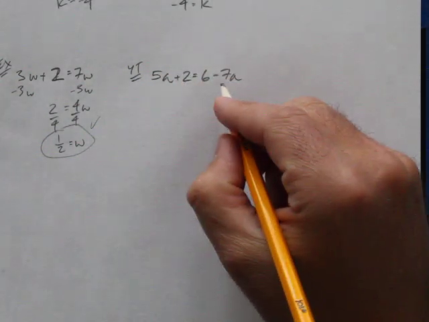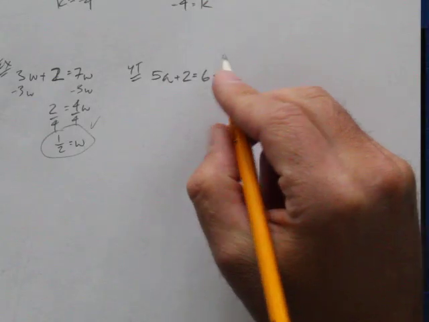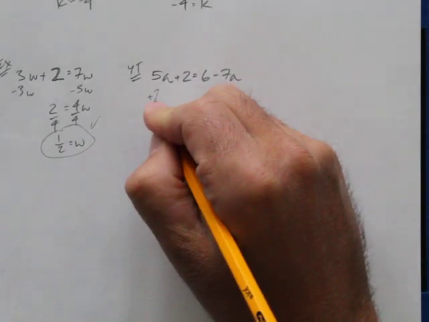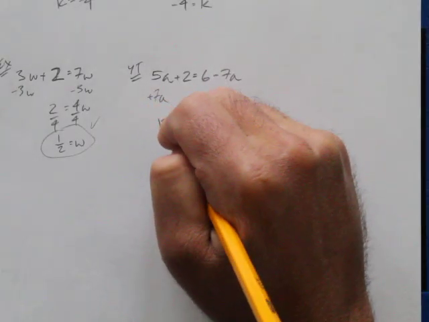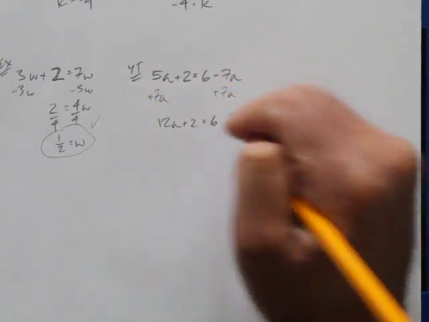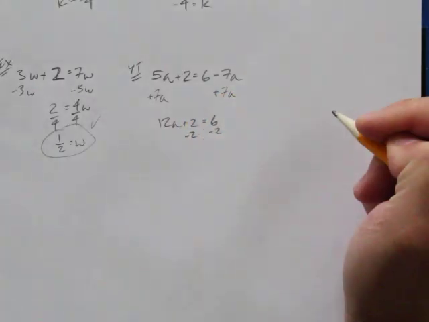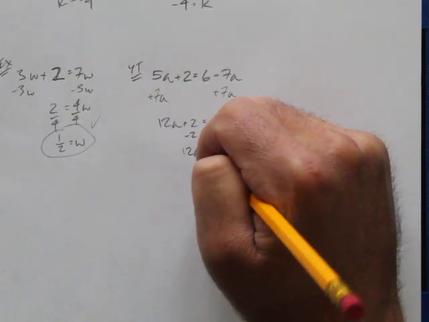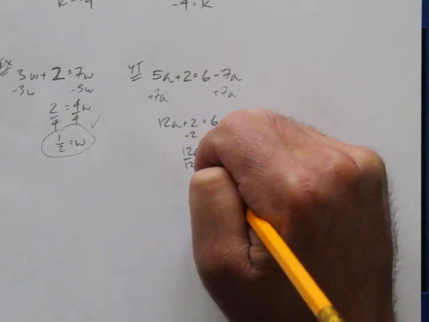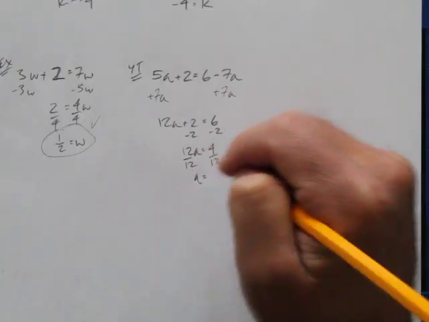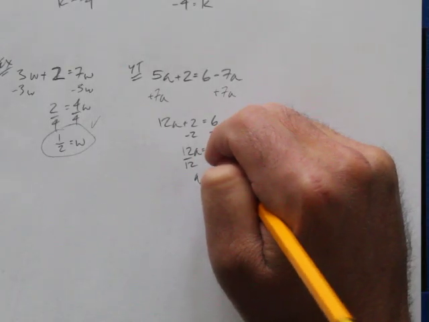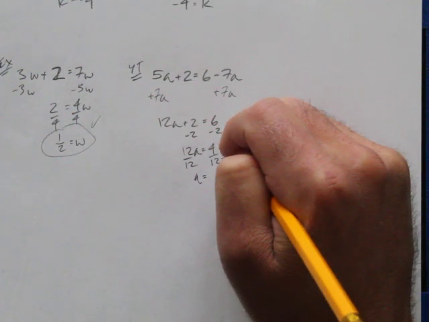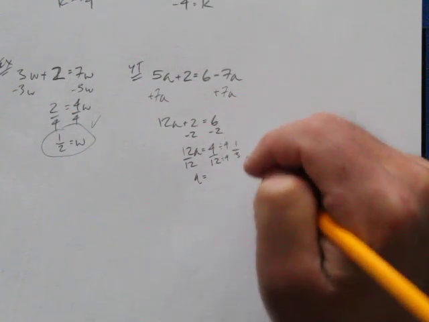All right, welcome back. Let's check this out, see how you did. I'm going to add 7a to both sides. And I get 12a plus 2 equals 6. Now I'm going to subtract 2 from both sides. 12a equals 6 minus 2, which is 4. Divide by 12, both sides. A equals 4 divided by 12. If I divide both of these by 4, then I get 1/3.